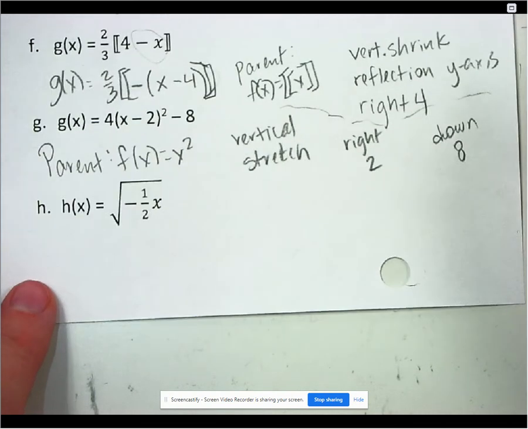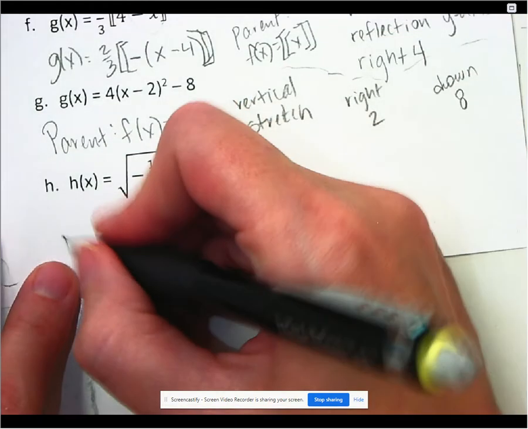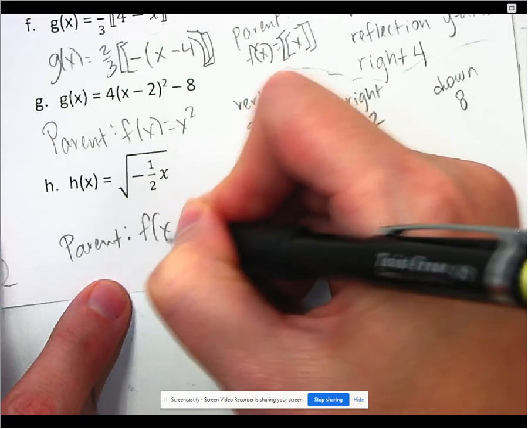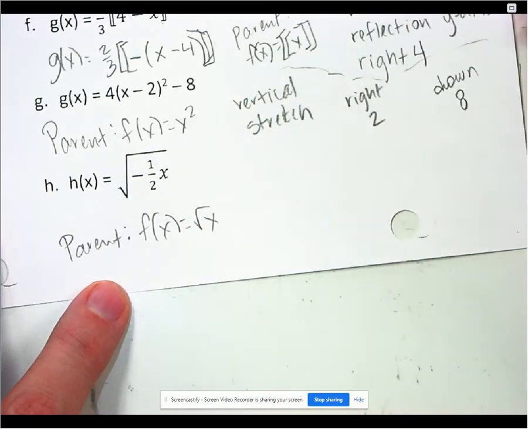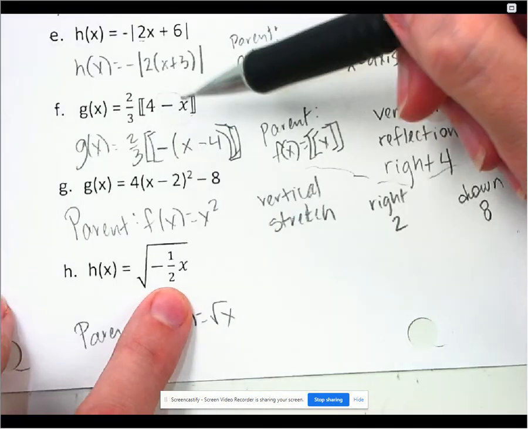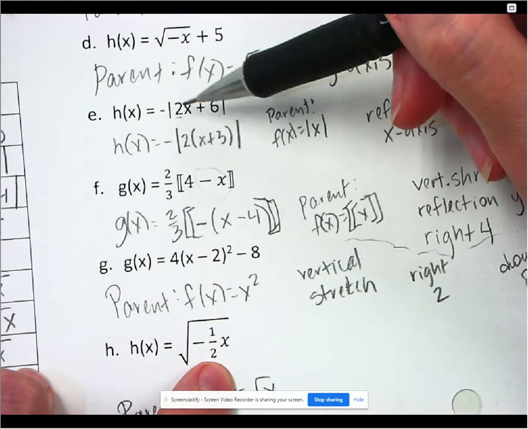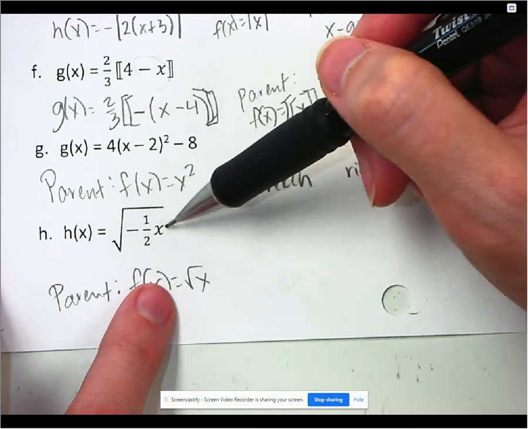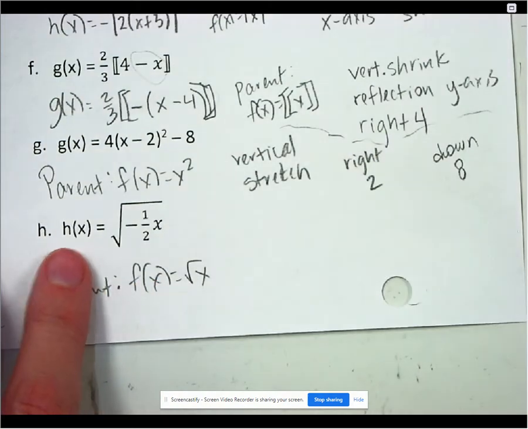All right, and then for H, now the parent is going to be the square root of x. Now this coefficient is different than what we had on this one, because this one had a coefficient inside and addition or subtraction. This one doesn't, so we don't have to worry about factoring anything out.